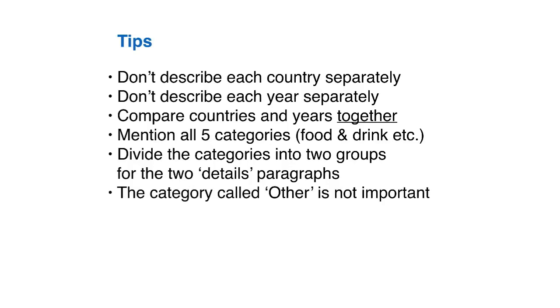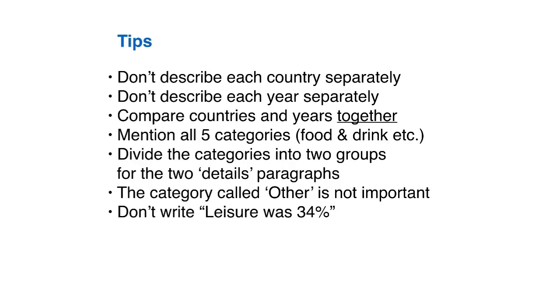The category called other is not important. Just because the other category had the smallest percentage, it doesn't mean that you need to mention it. Often we look for the highest and lowest, but when we have a category called other, that's a mix of lots of different things that we don't really care about. With an other category, I would just mention it only once at the end of the report, like I did in paragraph 4. Don't write leisure was 34%.